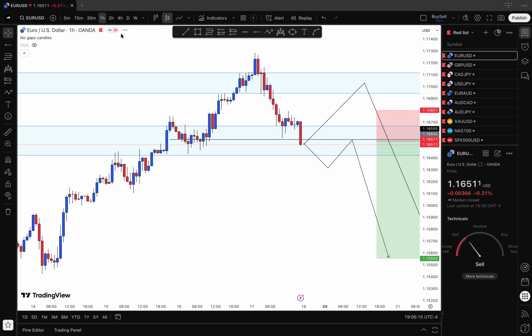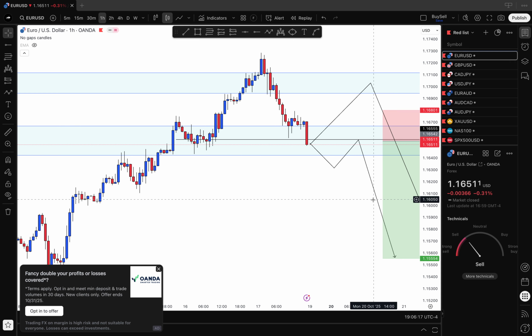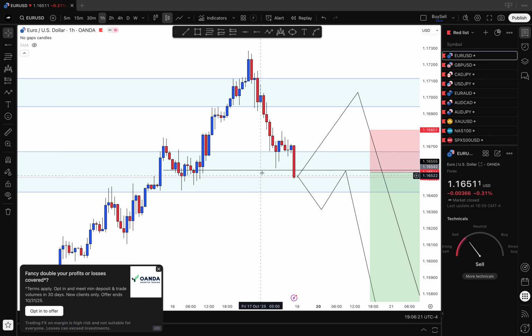So that's where I go down to the 1 hour. 1 hour, I'm looking for a break, retest, and engulfing. So right now we are bearish on the 1 hour. So really all I'm looking for is either kind of a move down and then a retest. That way we get through this huge area of support.